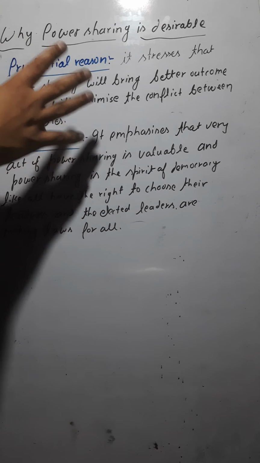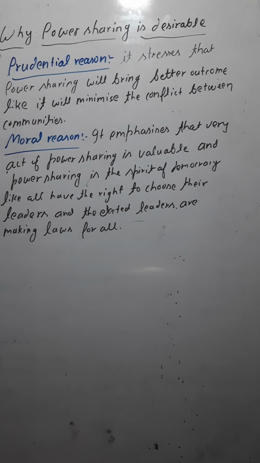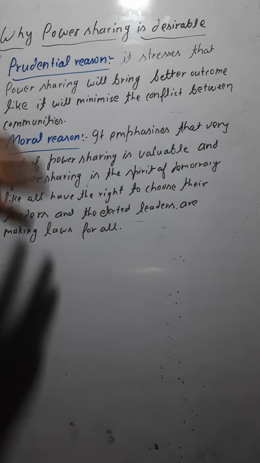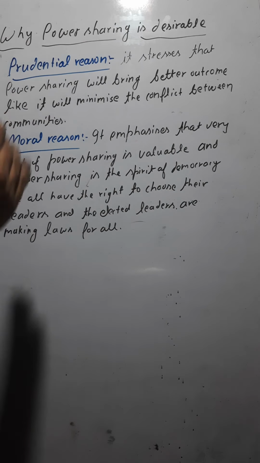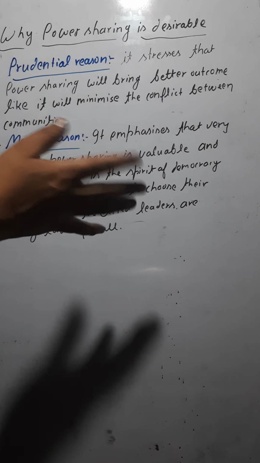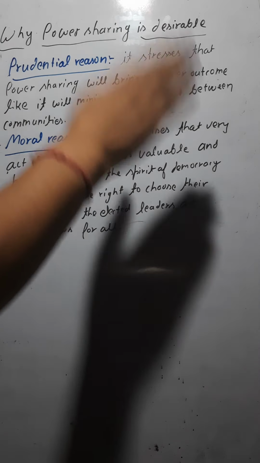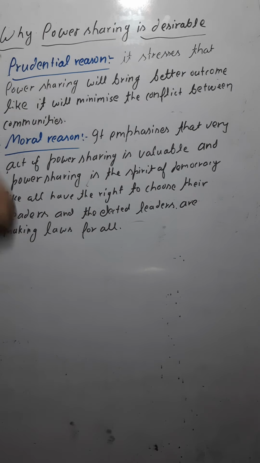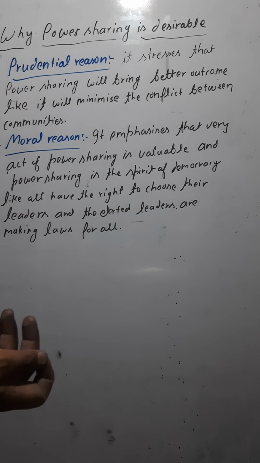One reason is the prudential reason, and the second reason is the moral reason. The prudential reason stresses that power sharing will bring better outcomes, like it will minimize the conflict between communities, like in the case of Belgium. Getting it or not? Power sharing minimizes the conflict between the Dutch and the French. Yes or not? So this is the prudential reason. And the second reason is known as the moral reason. This reason emphasizes that the very act of power sharing is valuable, and power sharing is the spirit of democracy. Because where there is democracy, it is obvious that there would be power sharing also, isn't it?